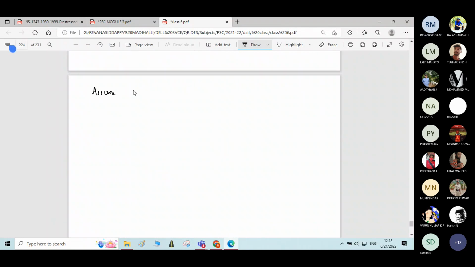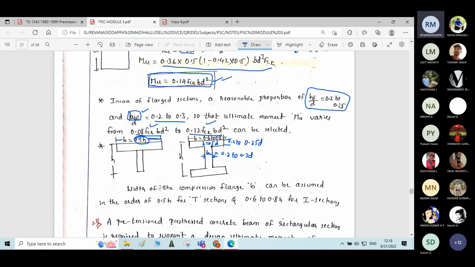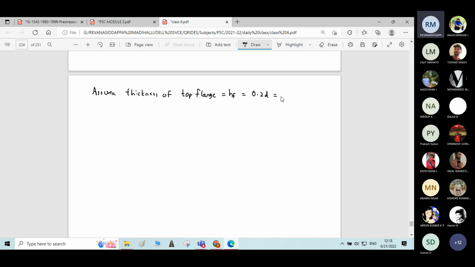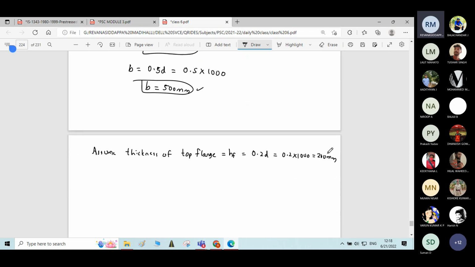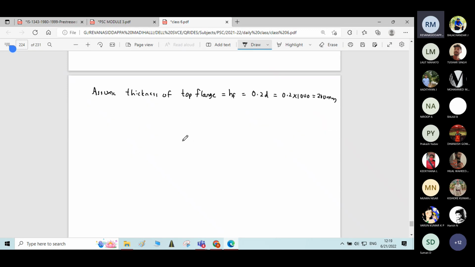Assume thickness of top flange is equal to HF, where the range is from 0.2 to 0.25. I will take 0.2. HF is equal to 0.2D, which is 0.2 into 1000 is equal to 200 mm. Why I rounded up to 1000 mm: you will get full numbers here, you will not get any rational numbers. For that purpose, I have selected 1000 mm. 0.2 into 1000 is 200 mm, the height of flange.